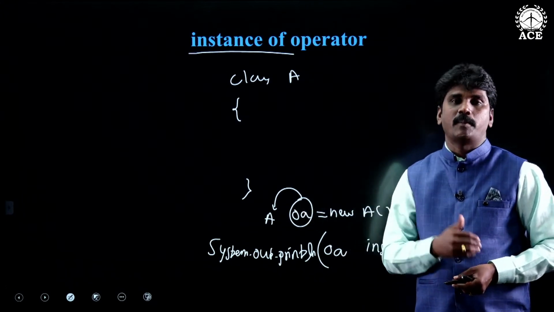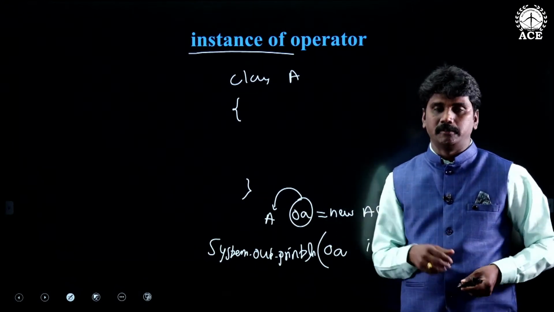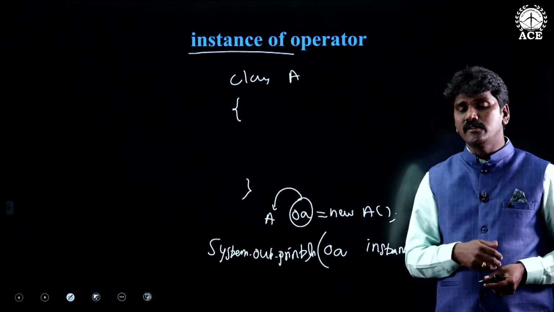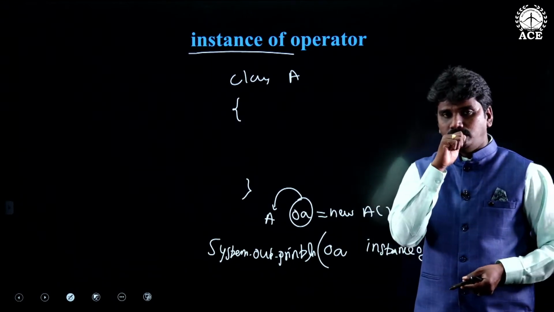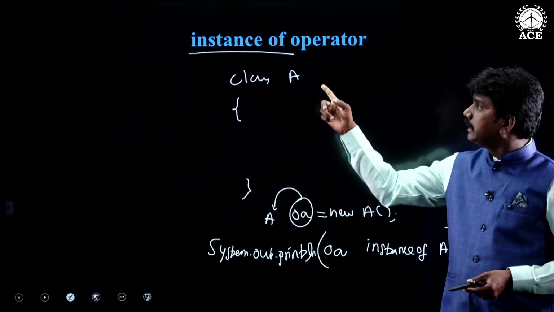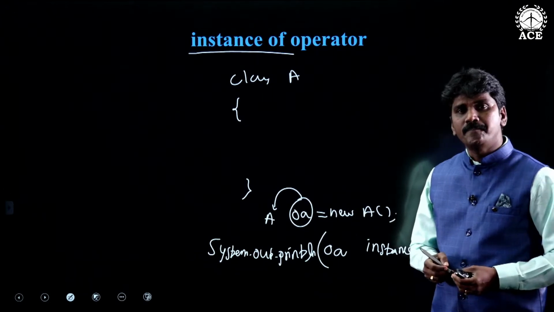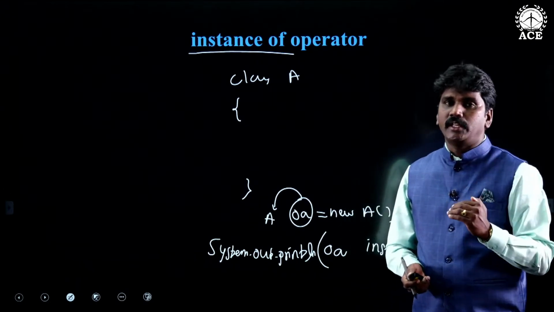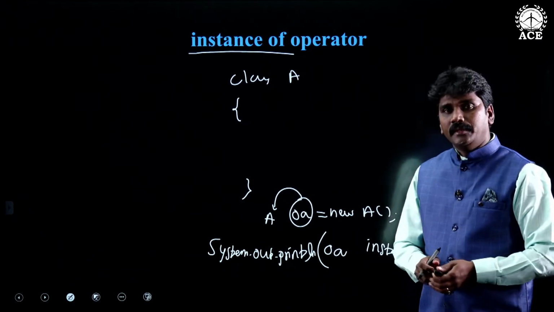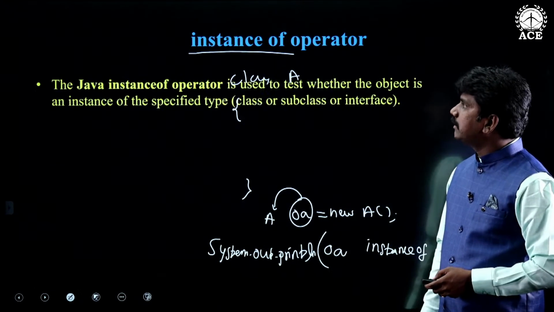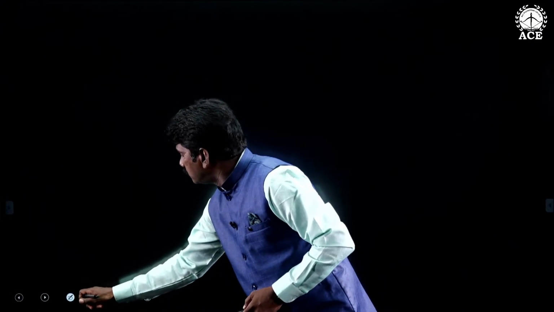And the assignment operator we have seen. For that we just use the operator is equal to. And also we have seen another operator, the instanceof operator, and along with this we have seen the 8 different operators in Java. Right? Let us see the next one.